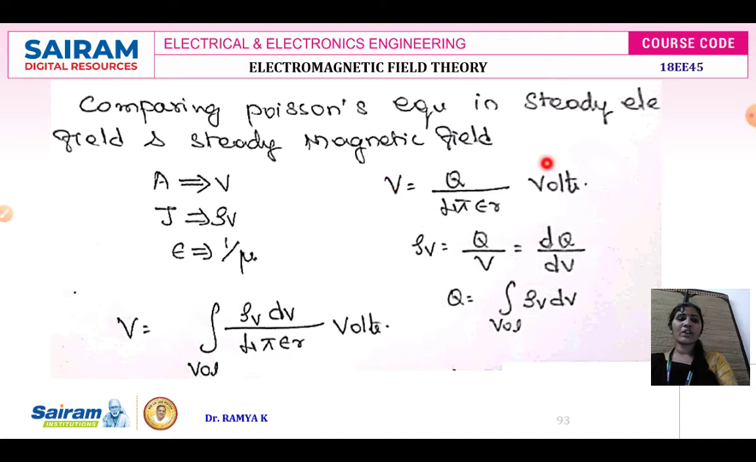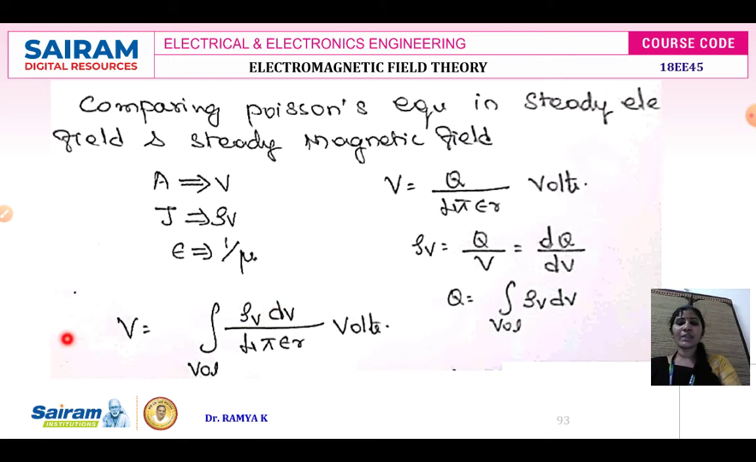Now, replacing all the electrical terms with magnetic field terms. The charge Q is related to the volume charge density. So we can write rho V is equal to Q divided by V. If you assume a differential volume element, the charge distribution is going to be differential. Therefore, rho V is equal to dQ by dV. From this, Q is equal to the integral over the volume of rho V into dV. Now substitute the value of Q in the original equation. After substituting, you will get this equation.